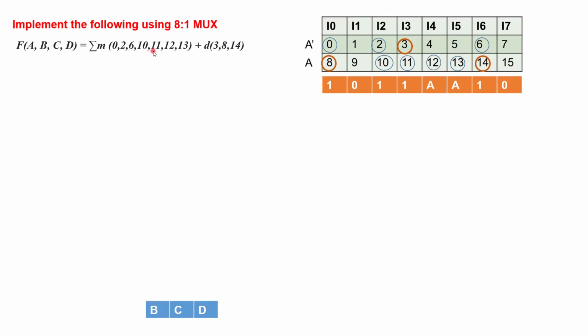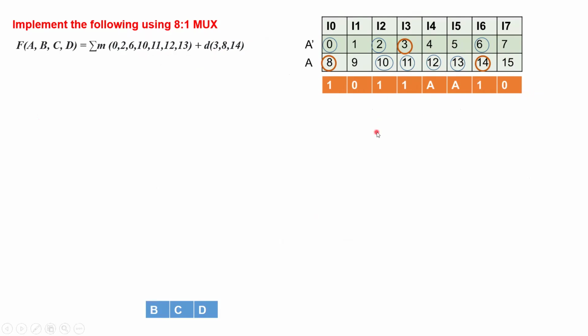Then comes 10, 11, 12, 13. So here 10, 11, 12 and 13 are marked. The remaining three don't care min terms, or say the entries, are also selected and they are shown by 3, the red or orange one, 8 and 14. These don't care conditions are helping us to minimize or select the logic functions right over here.